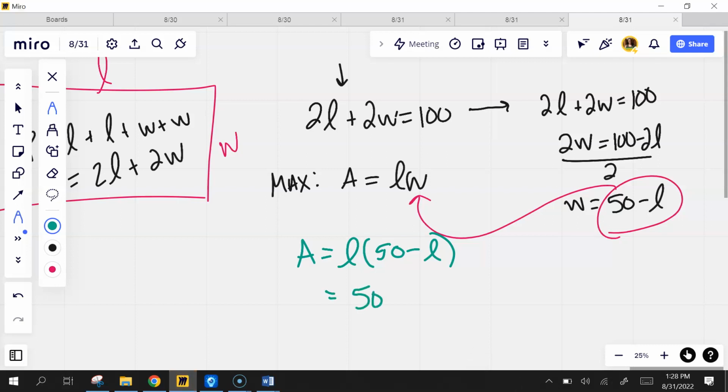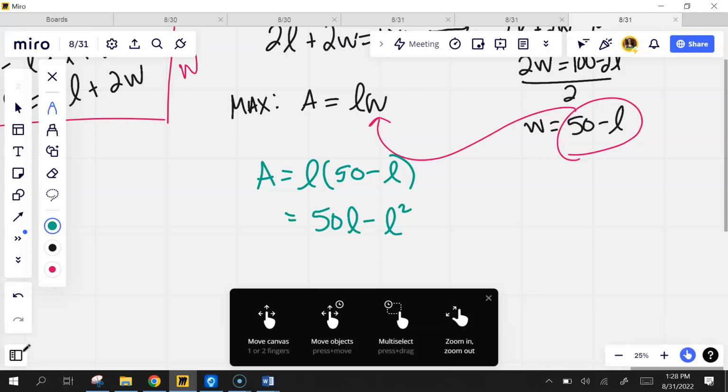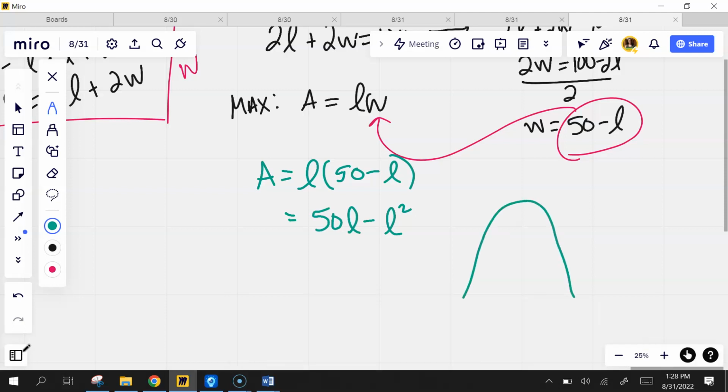This is actually 50L minus L squared, which is a parabola. If you put an X in there, 54, and graph it, it will look like this. Because I am looking to maximize, you can use your calculator to find the maximum here. And you should find that to be 25. So if it's 25, yes, that's the height it goes to.